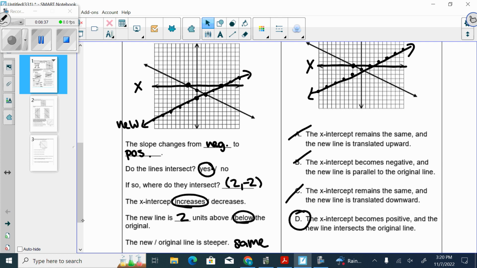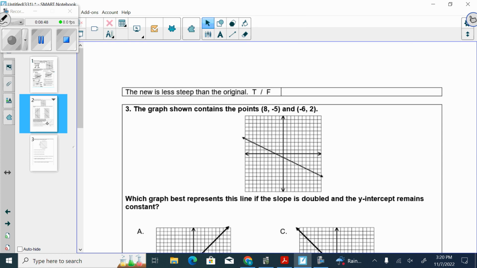And we said that the new and old line do intersect. They don't change steepness. Good. Okay. Next page. Oh, it looks like this was from the original question. New is steeper, less steep. We said that was false because they stayed the same, right?